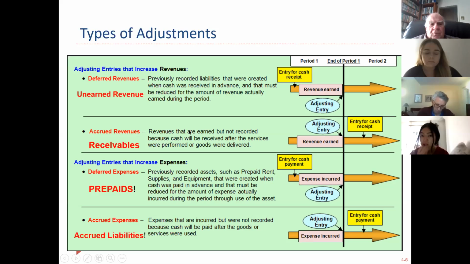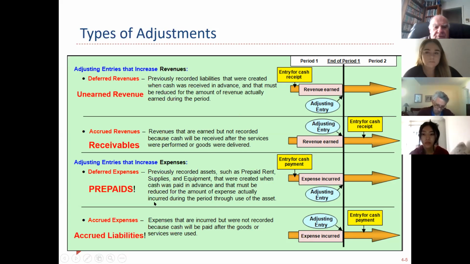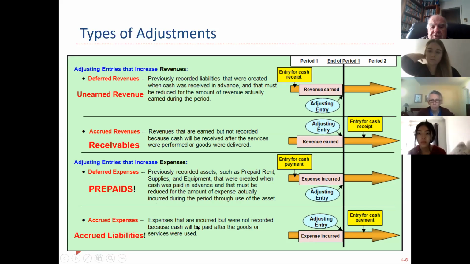Let's talk about the accruals now, the accrued revenues and accrued expenses. I'm going to start with the accrued expenses. These are going to make up the bulk of your adjusting entries. Accrued expenses are incurred but not recorded because cash is going to be paid after the goods and services were used. And there are all kinds of things here.